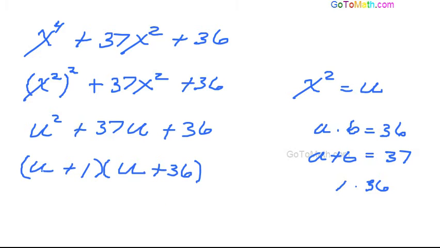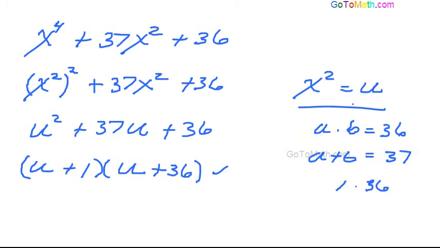Right, so we go back now, let's take a look at this, let's check. So u times u is u squared, then u times 36 is 36u, then 1 times u is 1u, and then 1 times 36 is 36. So we would add the u times 36, and then the 1u, that's 37u. Okay, that works out.